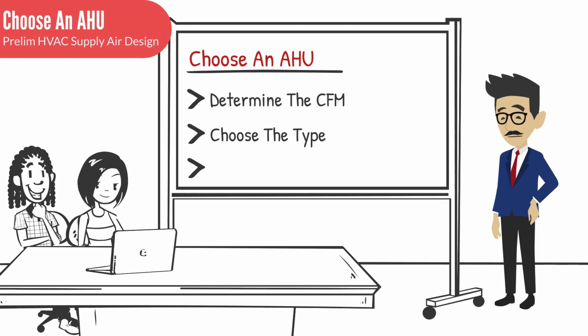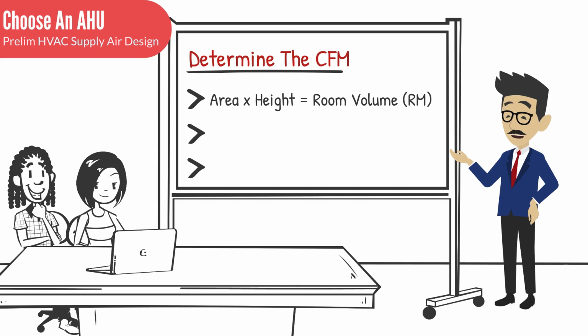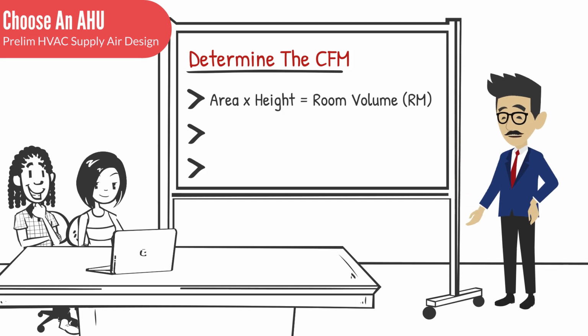These usually are sized by how much energy they can transfer to the air, but they can also be sized by CFM. So we'll use that method in this project. Let's figure out the CFM. First, floor area times the ceiling height is the room volume. In this case it will be cubic feet since we are using feet and inches to measure. We'll call the room volume RM.